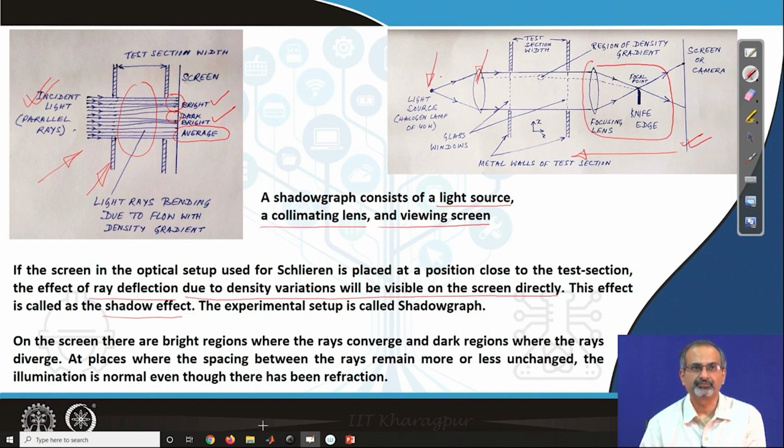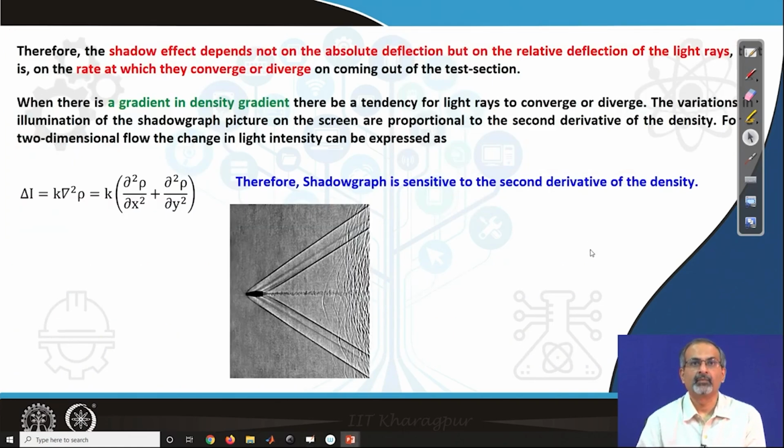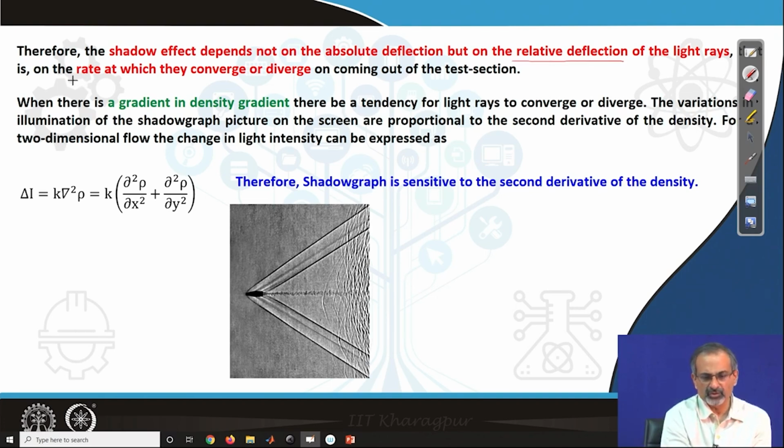This is basically the difference in setup between shadowgraph and Schlieren, and what you get as a consequence is a shadow effect. On the screen there are bright regions where rays converge and dark regions where the rays diverge, as we discussed already. Therefore, the shadowgraph effect depends not only on the absolute deflection but on the relative deflection of the light rays, that is on the rate at which they converge or diverge on coming out of the test section.